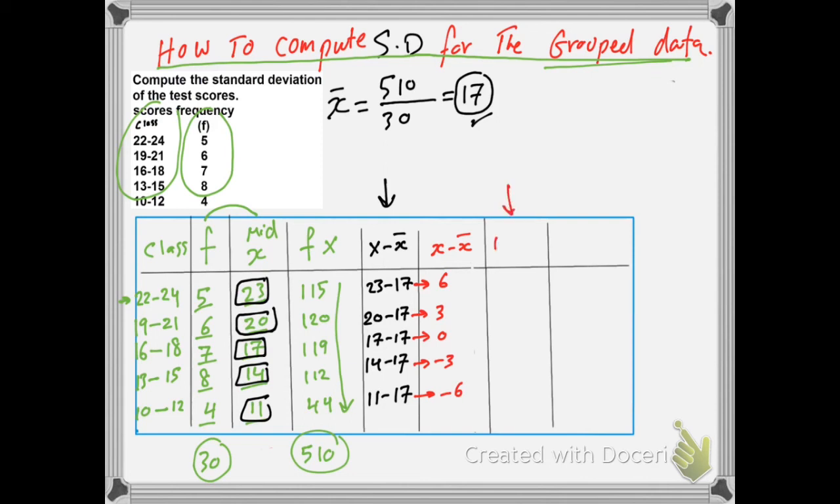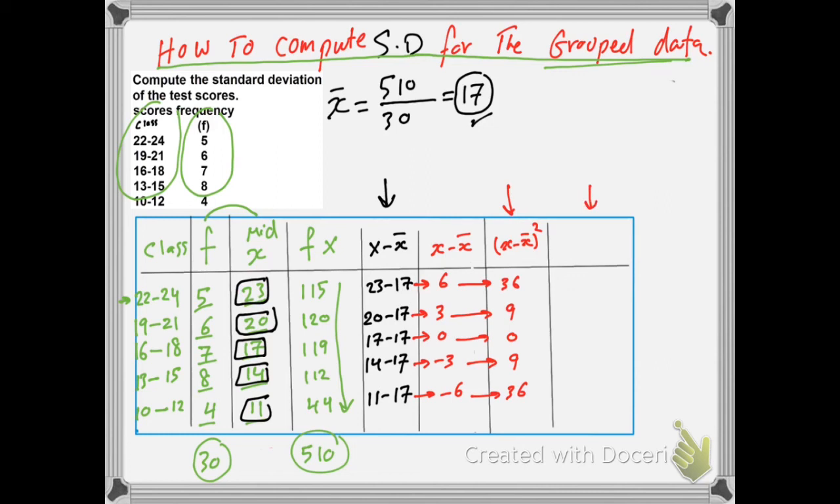The next column will be the squaring of them, x minus x bar all squared. That means I'm going to square each one. 6 squared becomes 36. And 3 squared becomes 9. 0 squared is still 0. And negative 3 squared becomes positive 9. And negative 6 squared becomes how much? It becomes 36.